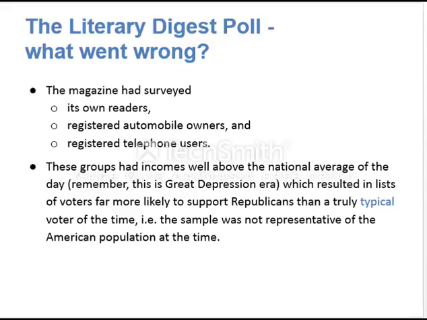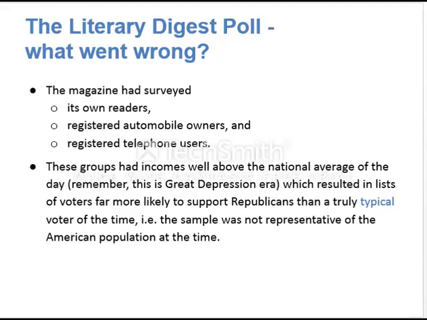They surveyed their own readers, registered automobile owners, as well as telephone users. At that time, remember, this is during the Great Depression. So there was a large proportion of people who did not have the ability to subscribe to something like Literary Digest, did not own an automobile or a telephone. And those tended to be the people who were more affected by the Great Depression, who were more likely to vote, say, for FDR.